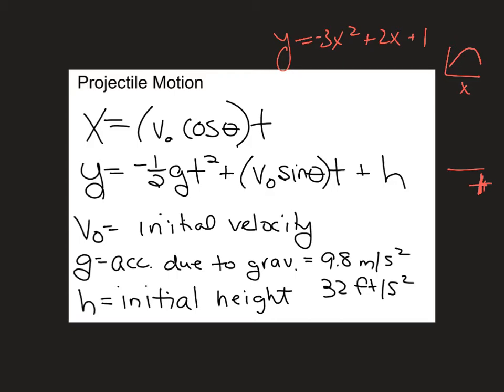So your set of parameters is going to be x equals v naught cosine theta t, y equals negative 1/2 g t squared plus v naught sine theta t plus h, where your v naught is initial velocity, your g is your acceleration due to gravity, and it is 9.8 meters per second squared, or 32 feet per second squared, depending on whether you've got stuff in meters or feet. And then, of course, your h is your initial height. Okay?